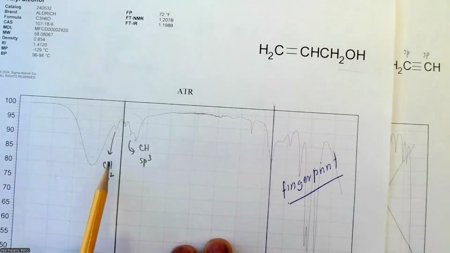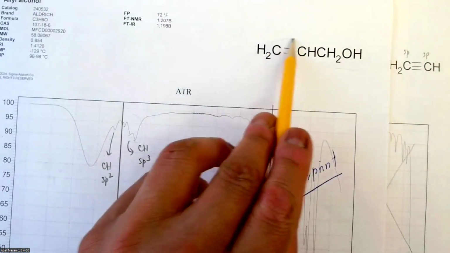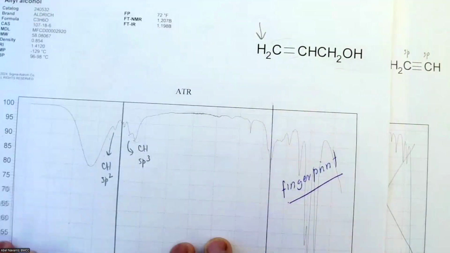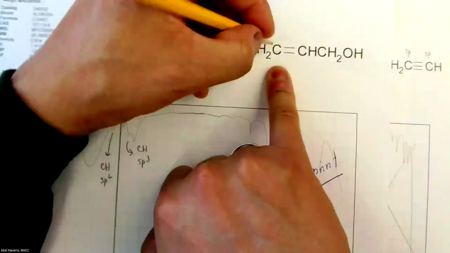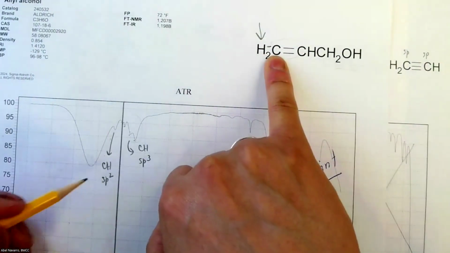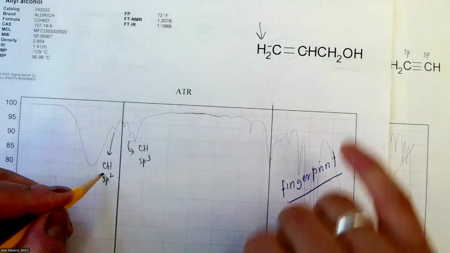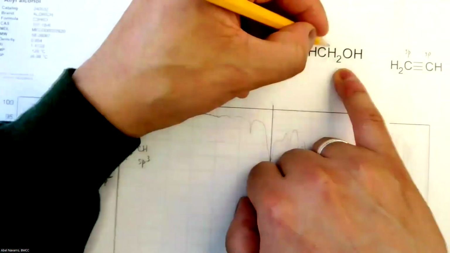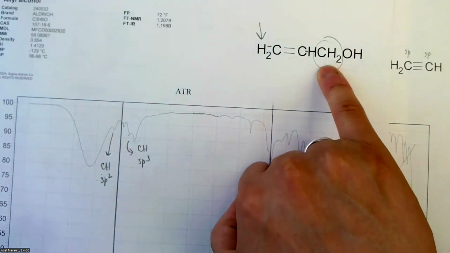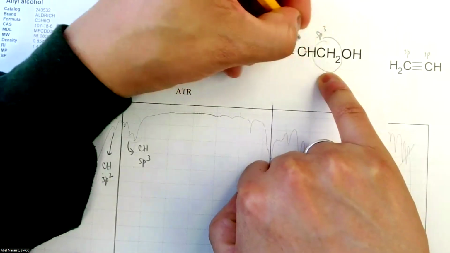Yes, it does agree with the CH sp2 because I have a double bond. What I'm looking at is those hydrogens, those CHs. Those CHs are here. That CH is also double bonded, so it's right here. What about that CH sp3? Well, this one is single bonded. So that's the CH sp3.